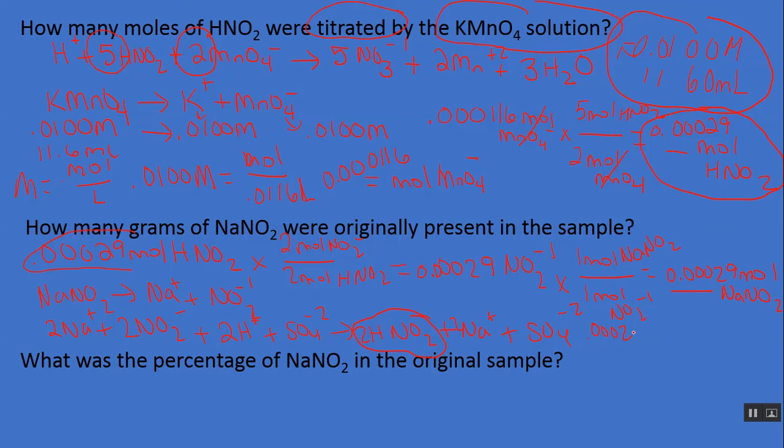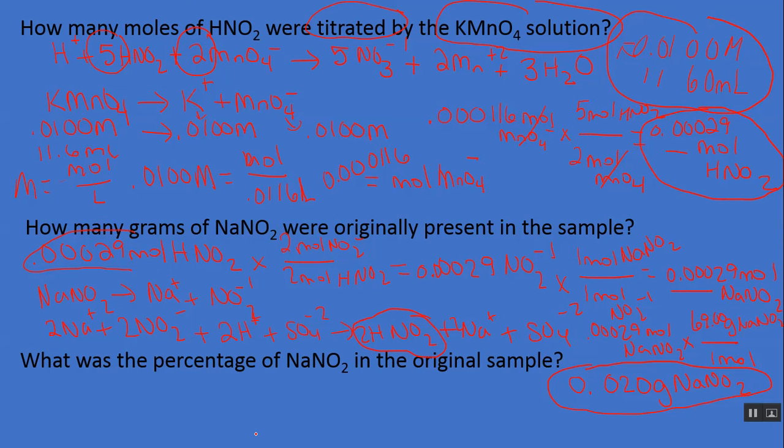Now it just becomes dimensional analysis using molar mass. We have NaNO2 in moles, so we need grams of NaNO2 on top over 1 mole. You find the molar mass, and you see it's 69 grams of NaNO2 per mole. So you multiply, and you end up with 0.020 grams of NaNO2 to begin with. So in that sample, only 0.02 grams of it was sodium nitrite.